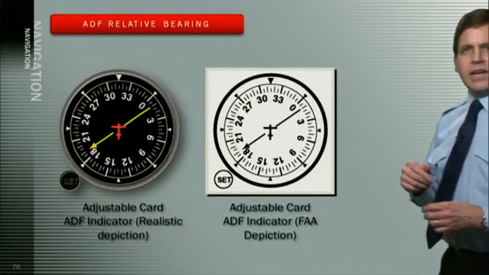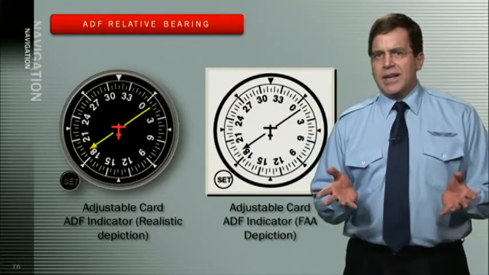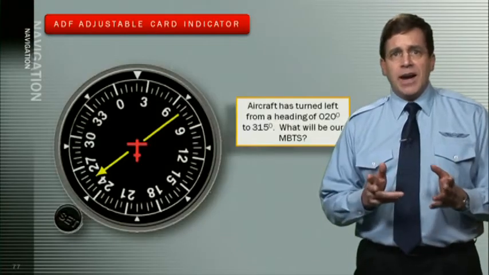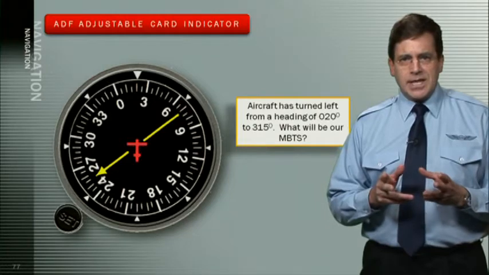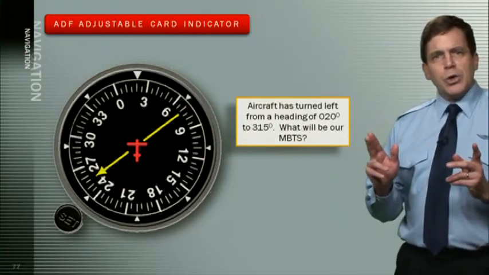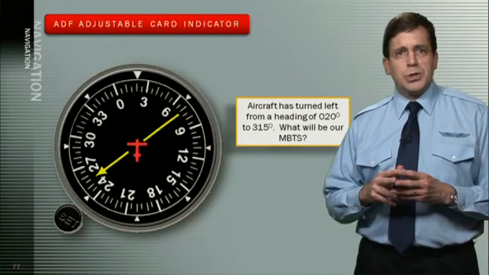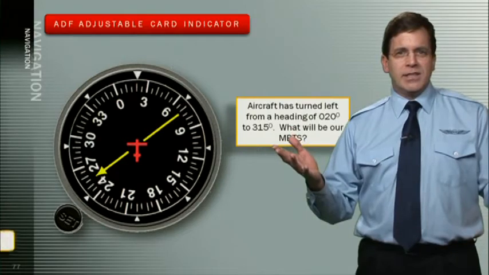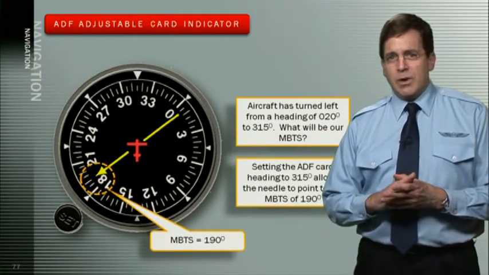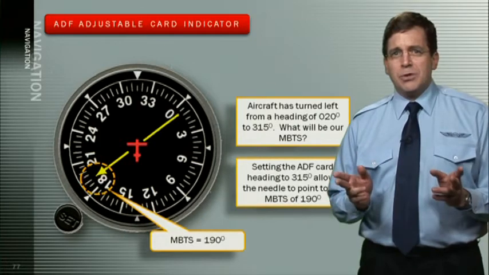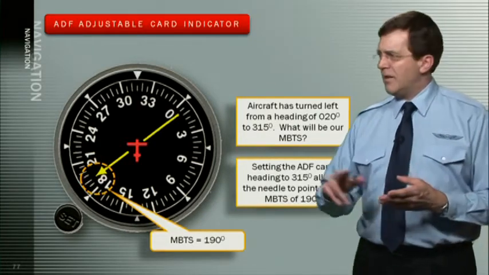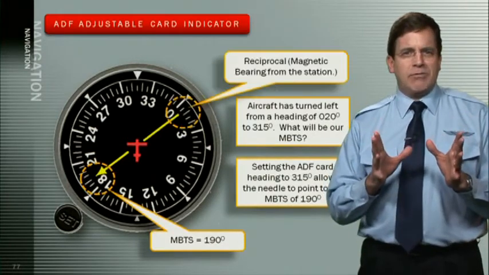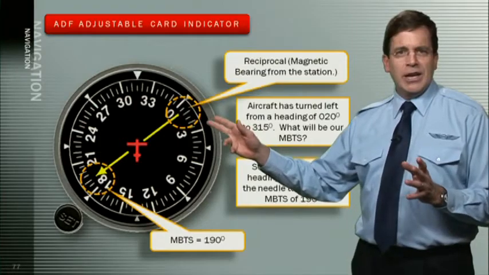Now the ADF indicator given to you on the knowledge test is somewhat simplified, as shown here. The adjustable card ADF indicator simplifies finding the magnetic bearing to the station. For example, the aircraft has turned left from a heading of 020 degrees to 315 degrees. So what's the magnetic bearing to the station? Setting the ADF card heading to 315 degrees allows the needle to point to the magnetic bearing to the station of 190 degrees. The reciprocal magnetic bearing from the station is at the tail of the needle here.